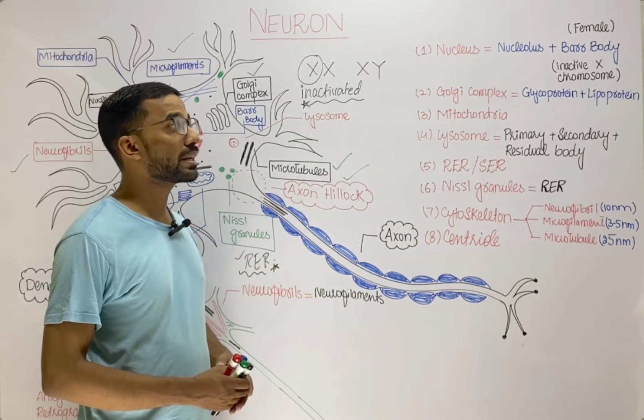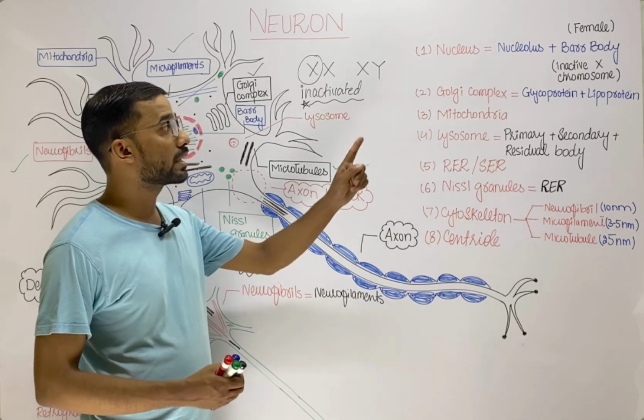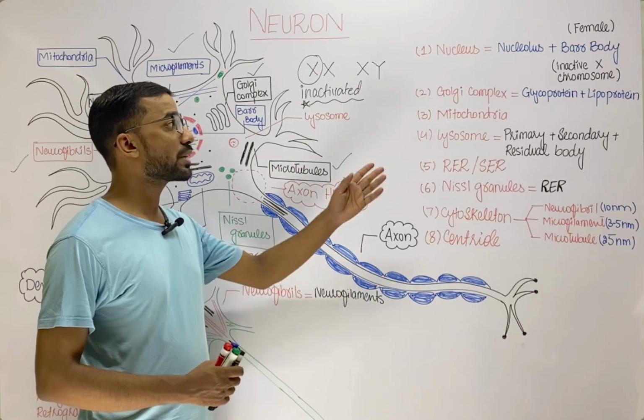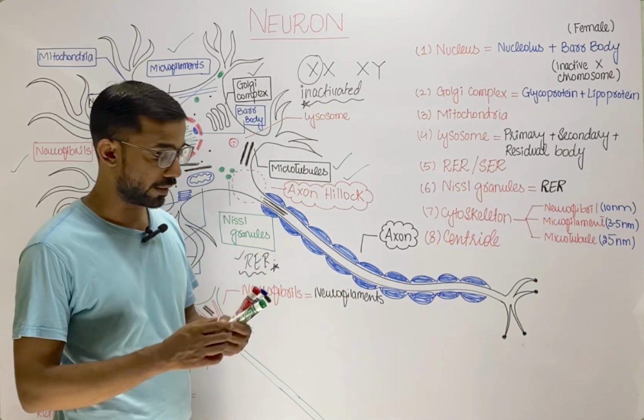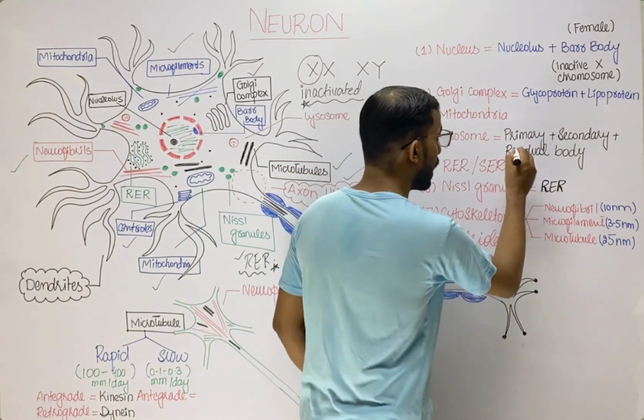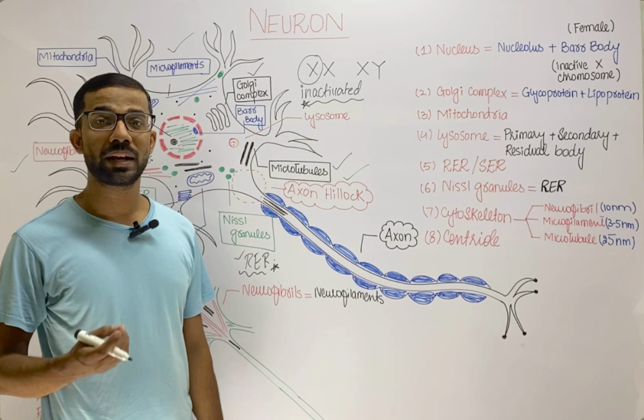Next is the Golgi apparatus that makes modifications like glycoproteins and lipoproteins. Next is the mitochondria, important component of energy production. Lysosomes having hydrolytic enzymes that break down the food.